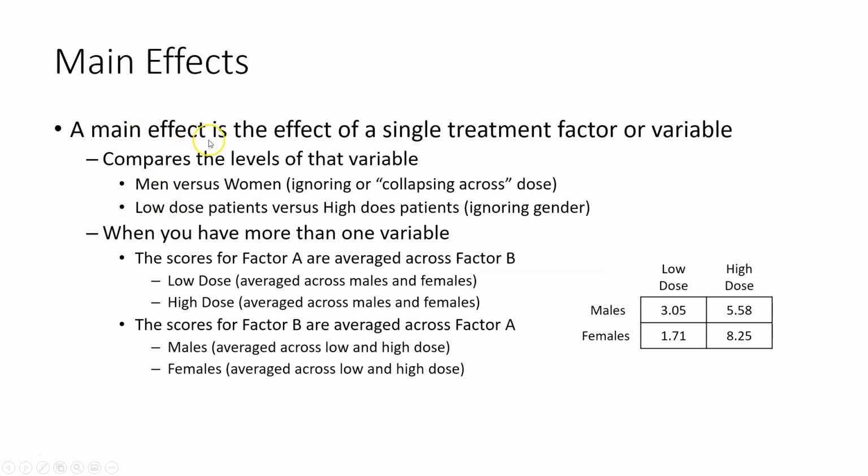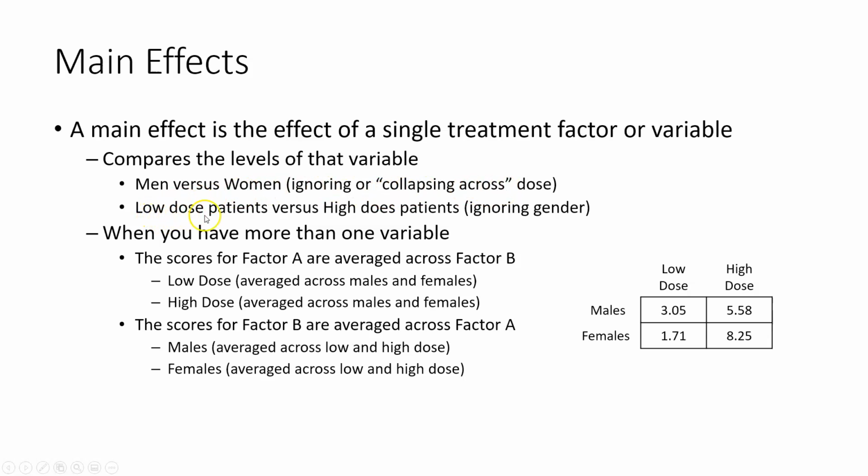Now, a main effect, like I said, is the effect of a single treatment factor or variable. It compares the levels of that variable. So, in other words, this would be, like I just said, men versus women, ignoring or collapsing across dosage. So that would be to look at the averages for the males and females against each other, ignoring dose. In statistics, we sometimes call this collapsing across.